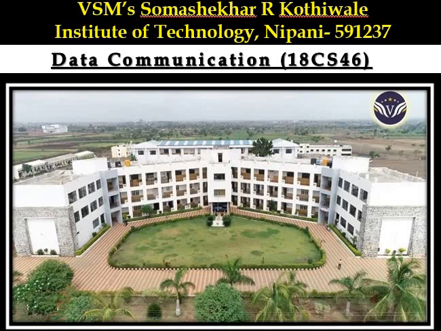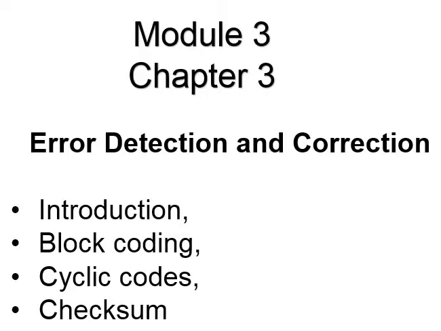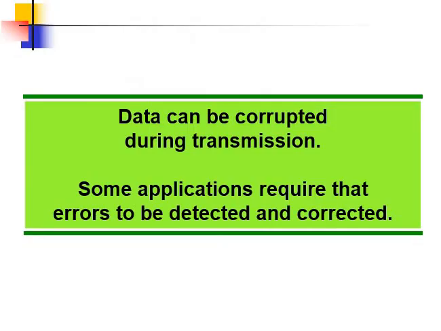Hello everyone. Today we are going to discuss data communication, module number 3, error detection and correction, which is the third chapter, and the topics are introduction, block coding, cyclic codes, and checksum. Let us see what is error. So error is any change in the sent data due to the corruption of bits, and it has to be detected with some applications.